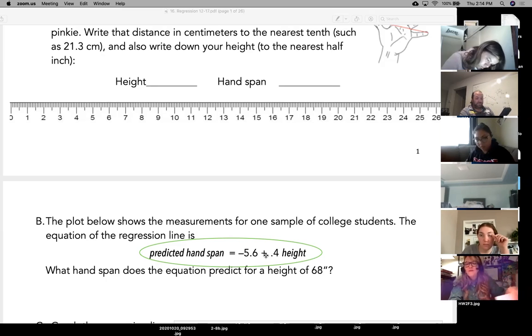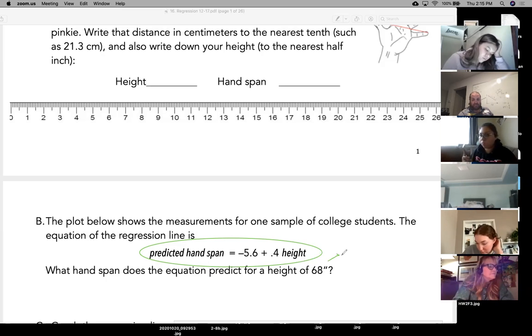Why 0.4? Did I miss something? I'm sorry. Yes, behind the scenes, it was somehow determined that this is the equation without telling us where it came from. So if I plug in 68, that would give me a 21.6 inch or centimeter, whatever the units are, prediction of the handspan.